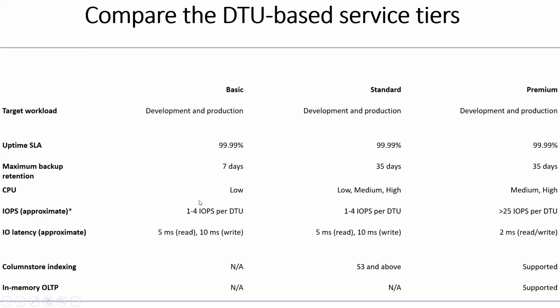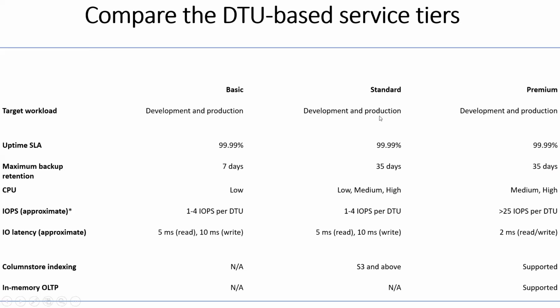And IO latency would be: here read 5 milliseconds, write 10 milliseconds. Here read 5 milliseconds, write 10 milliseconds, but here it is 2 milliseconds for both read and write, because here performance is very high since latency is less, right? So compared to here, latency is high here. Okay, and columnstore index support: basic is not supported, only S3 and above support it, and premium supports it.